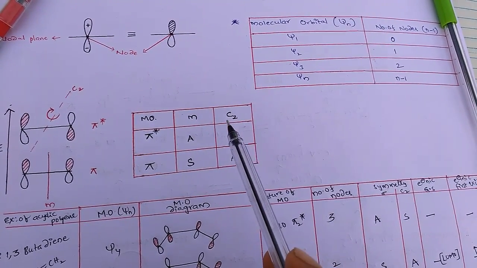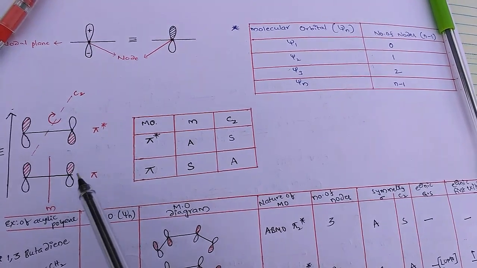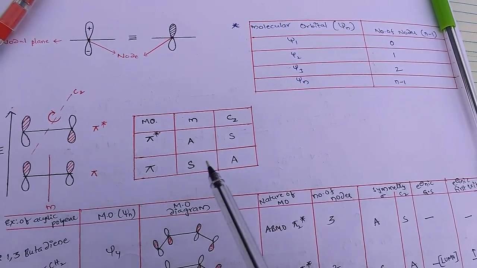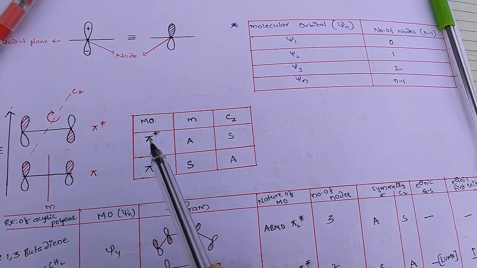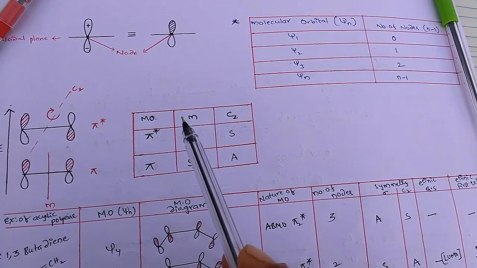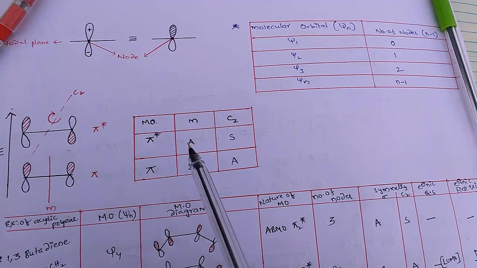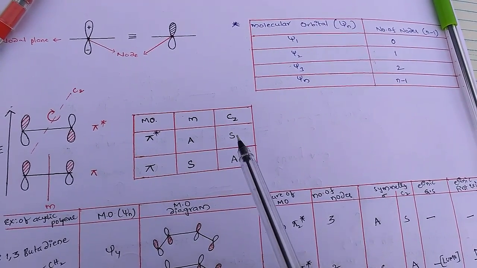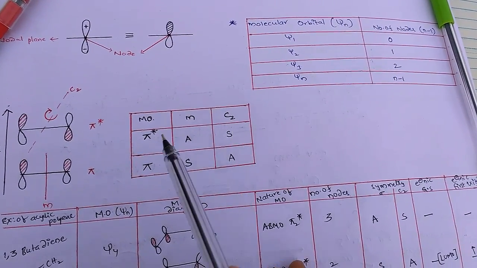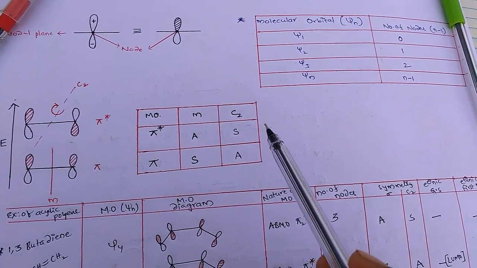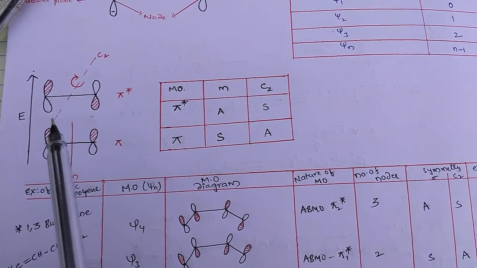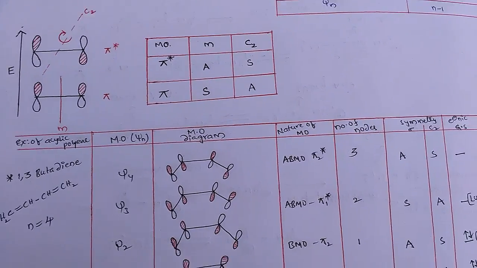So at the ground state, a plane of symmetry is present, that's why symmetry S is possible. And if you observe C2, there is no C2 in this molecule in the ground state, that's why it is anti. And at pi star, the excited state of the molecule, the plane of symmetry is absent, that's why anti. And C2 is present in pi star, so that's why symmetry allowed. So this is about the symmetries in the excited state of molecules, right?